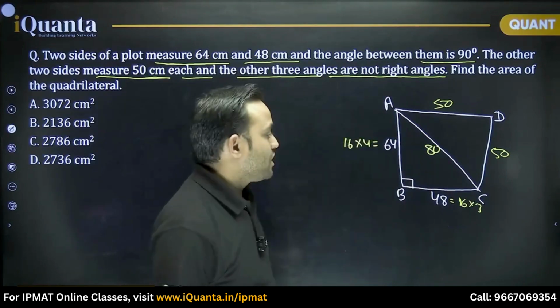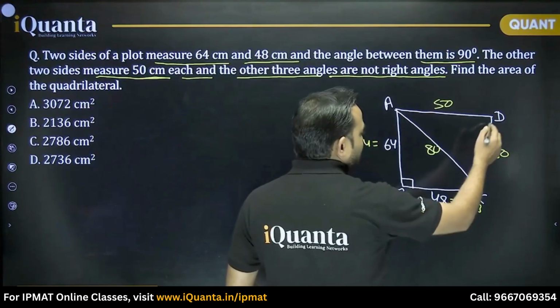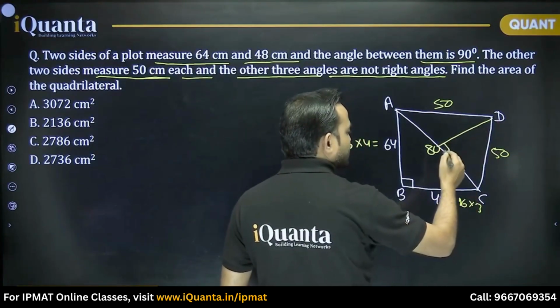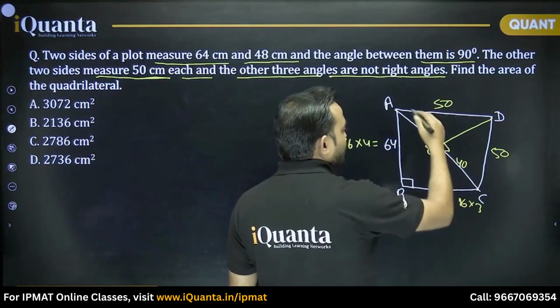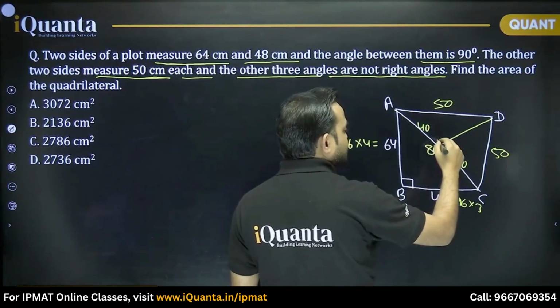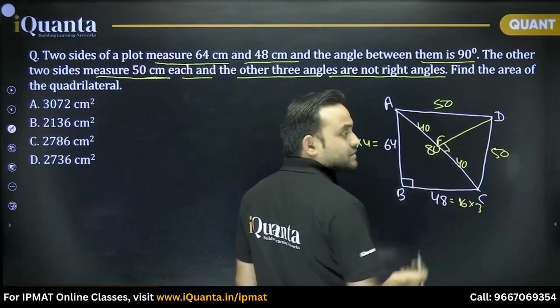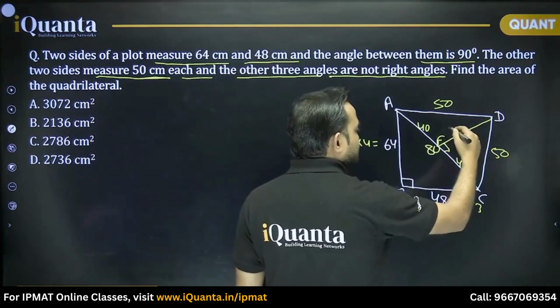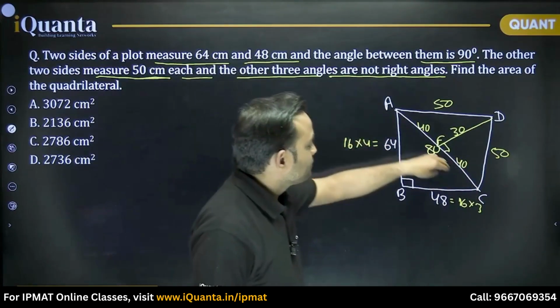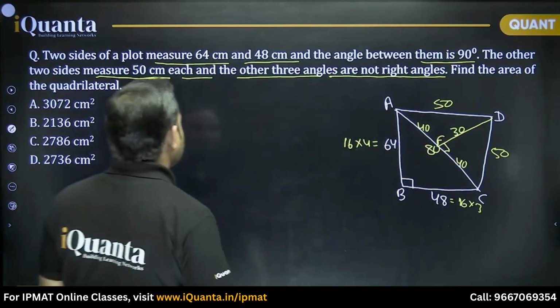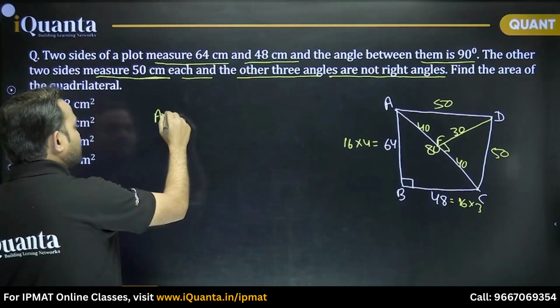Okay. Now in this triangle, if I draw a perpendicular to this, can I say this will be 40 and this will be 40? Now again, let's say this is F. AFD will become a right angle triangle. In this case, this will be 30. So we have two right angle triangles.